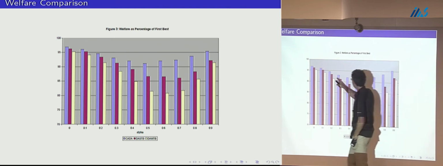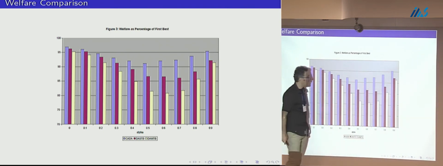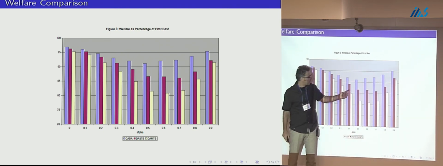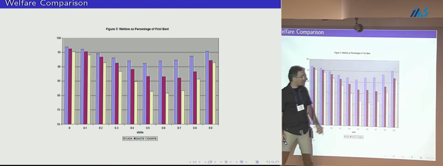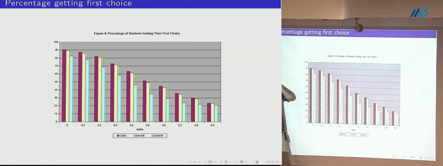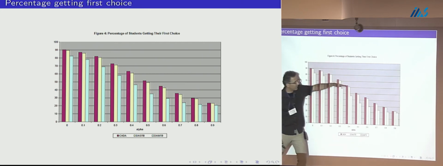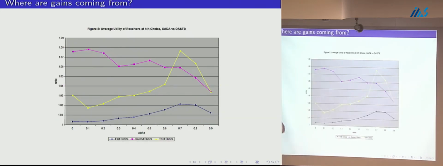But within the middle range of correlation, Kada outperforms both deferred acceptance with single tie breaking and deferred acceptance with multiple tie breaking. The reason it outperforms them is not because it assigns more students to their first choices. If you look at the percentage of students who get their first choices, under Kada and deferred acceptance with single tie breaking, they are almost the same everywhere. It's about who gets into their first choice.